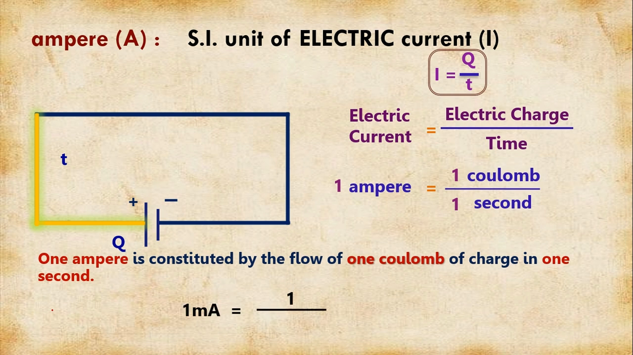1 milliampere is equal to 1 by 1000 amperes. That is equal to 1 by 10 power 3 amperes, which is 10 power minus 3 amps.